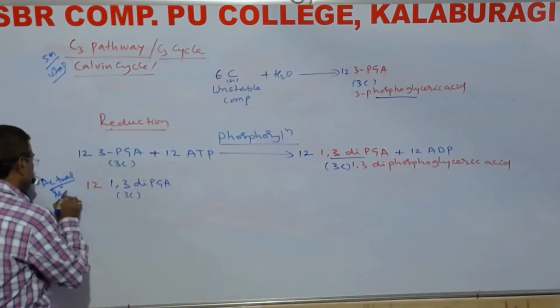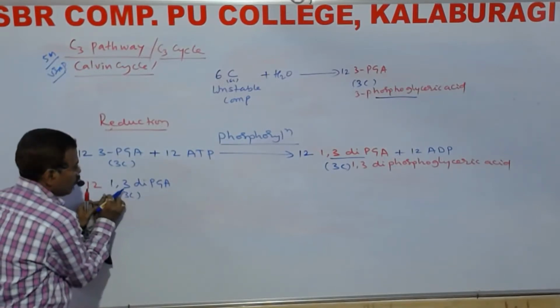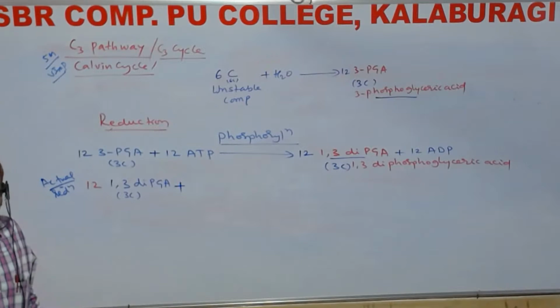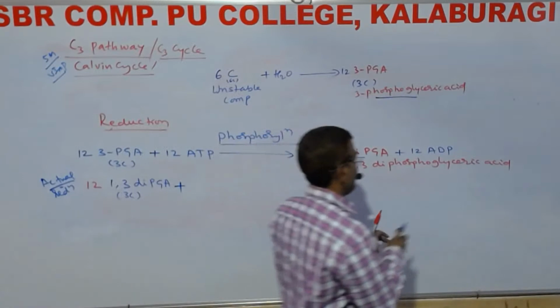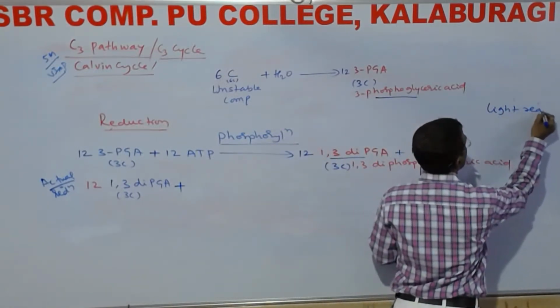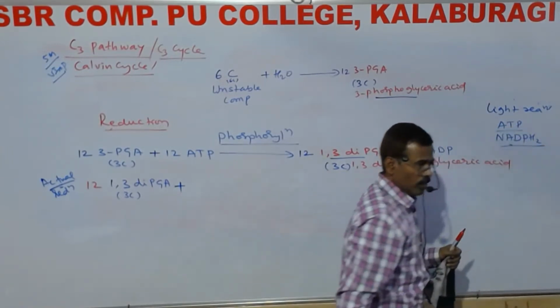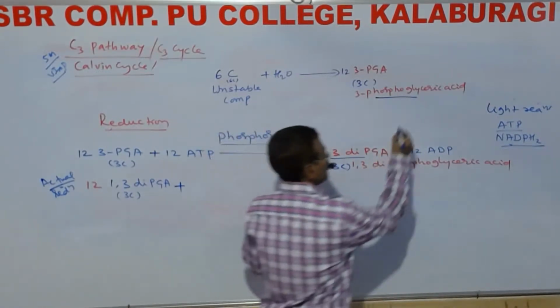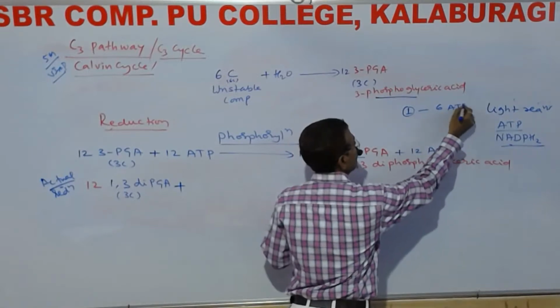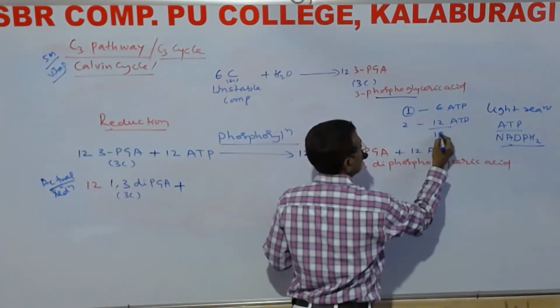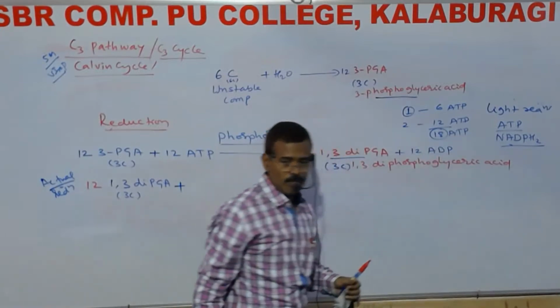Now, actual reduction. So, what happens is 12 molecules of 1,3-DPGA will be reduced by the strong reducing power which is produced from light reaction. Which is that strong reducing power? NADPH. So, at the end of light reactions, ATP and NADPH2 are produced. Here, in the first phosphorylation step, 6 ATPs have been used, and in the second phosphorylation step, 12 ATPs have been used. So total ATPs used here, 18 ATP.